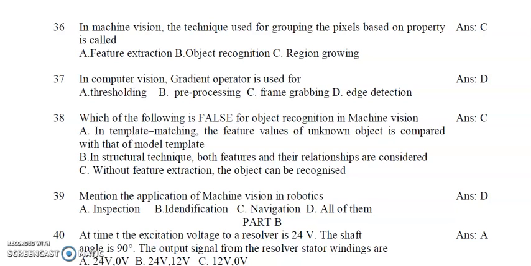Question number 39. Mention the application of machine vision in robotics. A. Inspection, B. Identification, C. Navigation, D. All of them. So in all the three, inspection, identification, navigation, machine vision is used in robotics. So answer D. Choice D is the right answer.